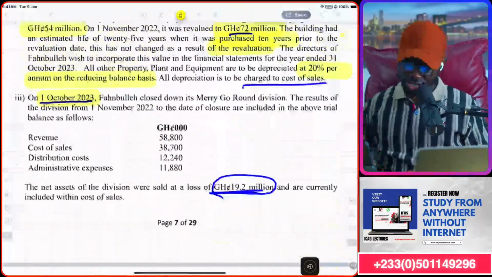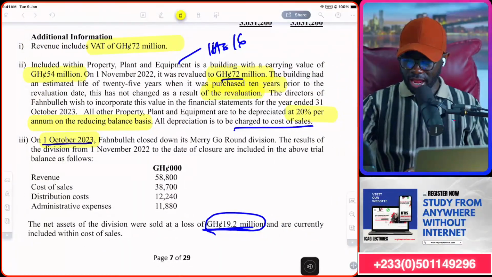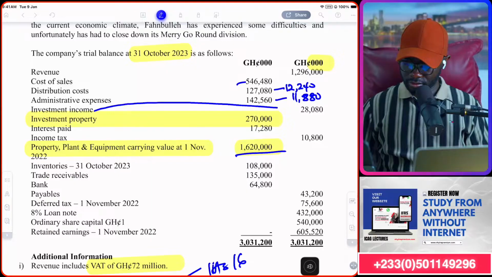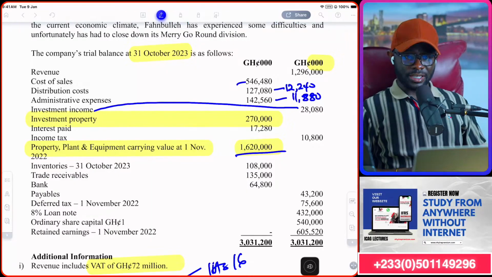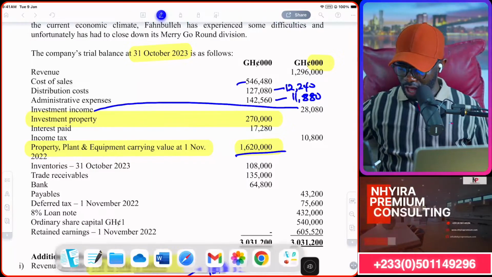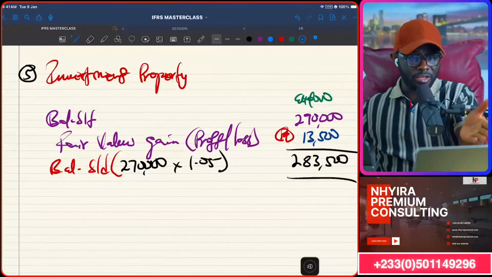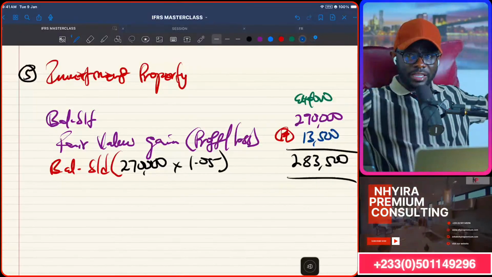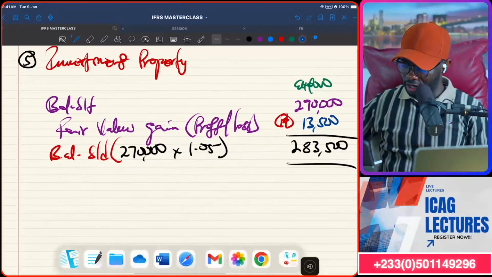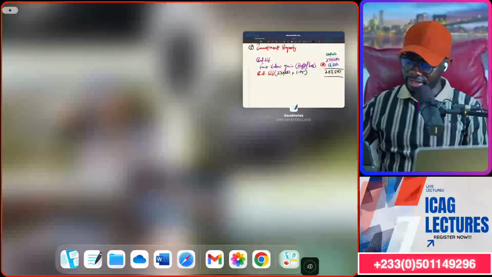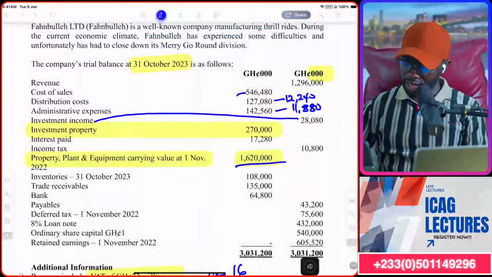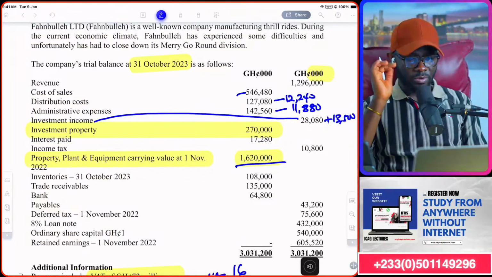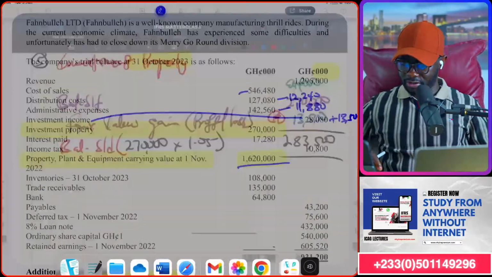Now, if you check again in the trial balance, you would realize directly that there is investment income here, 28,080. It will be prudent to add that fair value gain from the investment property to that figure because they are all from investment issues so that it will come as a line item on the financial statement. And I'm going to be doing that also on the face of the financial statement. So 13,500 will be added to that figure. Okay, to be done on the face of the financial statement.